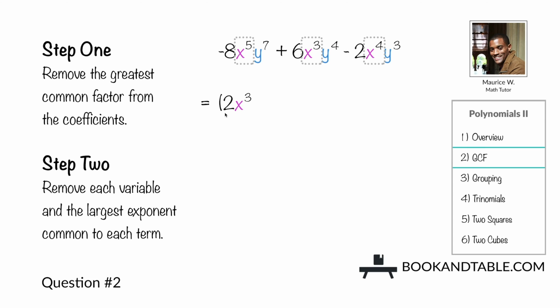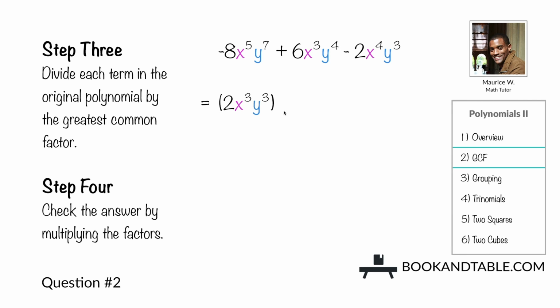We then move on to the variables by removing each variable and the largest exponent common to each term. So starting with our x's, we have x to the 5th, x to the 3rd, and x to the 4th. X to the 3rd is common in all three. This one has 4 x's, this one has 5 x's. So they all have at least 3 x's. So that's part of our greatest common factor. And then y's, we have y to the 7th, y to the 4th, and y to the 3rd. Each term has at least 3 y's. So y to the 3rd is a part of our greatest common factor. So the greatest common factor that we removed is 2x cubed y cubed.